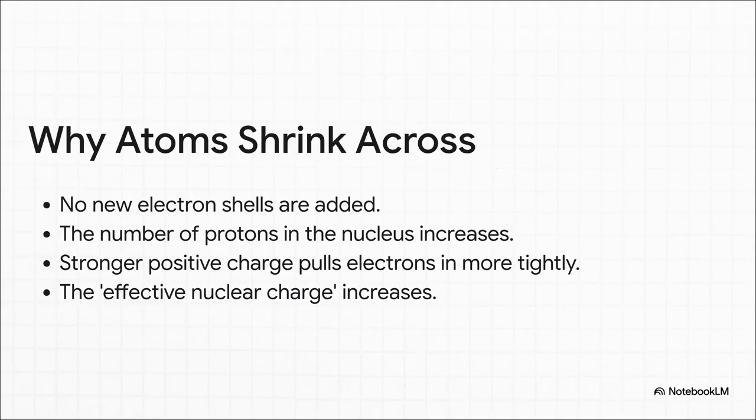Okay, here's the secret sauce. When you move across a row, you're not putting on a whole new coat. You're not adding a new electron shell. Instead, all those new electrons are just being crammed into the same outer layer. But at the very same time, the nucleus in the center is getting stronger and stronger because you're adding protons. So you've got this more powerful positive charge in the middle, and it acts like a stronger magnet, pulling all of the electrons in tighter. That increased pull, what we call effective nuclear charge, is what makes the whole atom shrink.